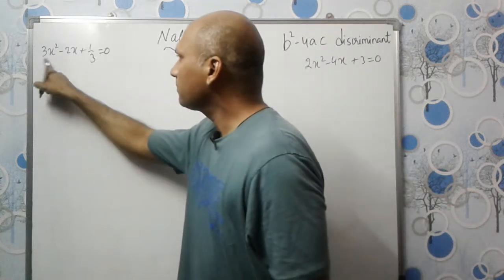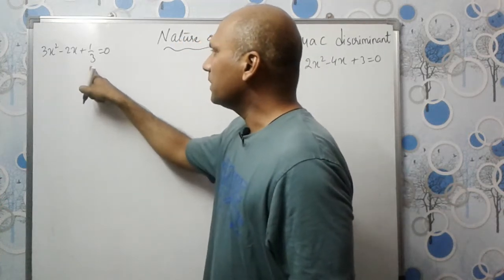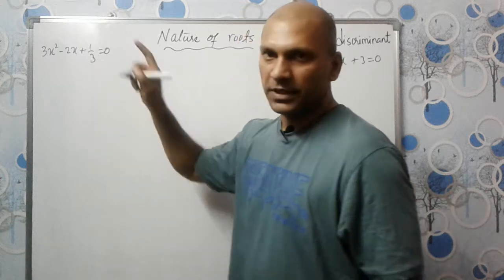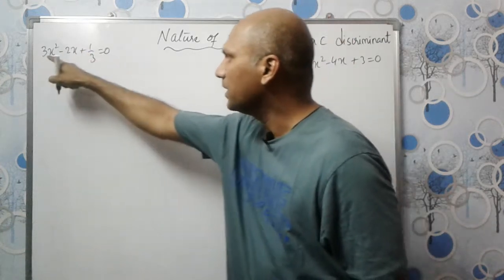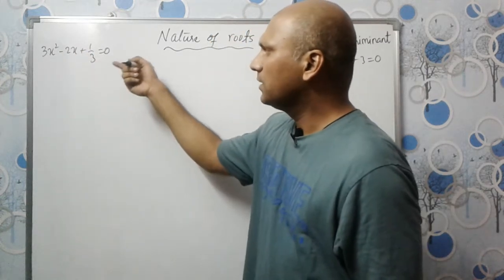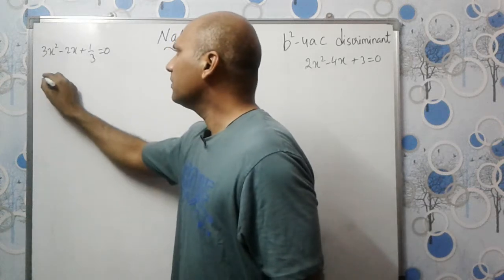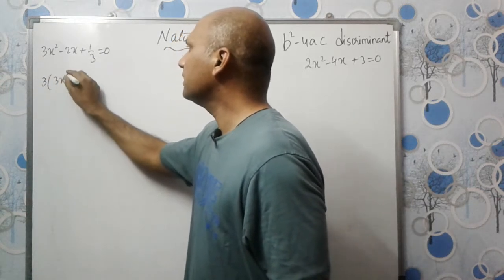Now, see, there is 3 in the denominator. It will create a problem, right? Let us eliminate this. How can we eliminate this? By multiplying by 3 on both sides, or we can multiply every term by 3. So I am multiplying every term by 3.